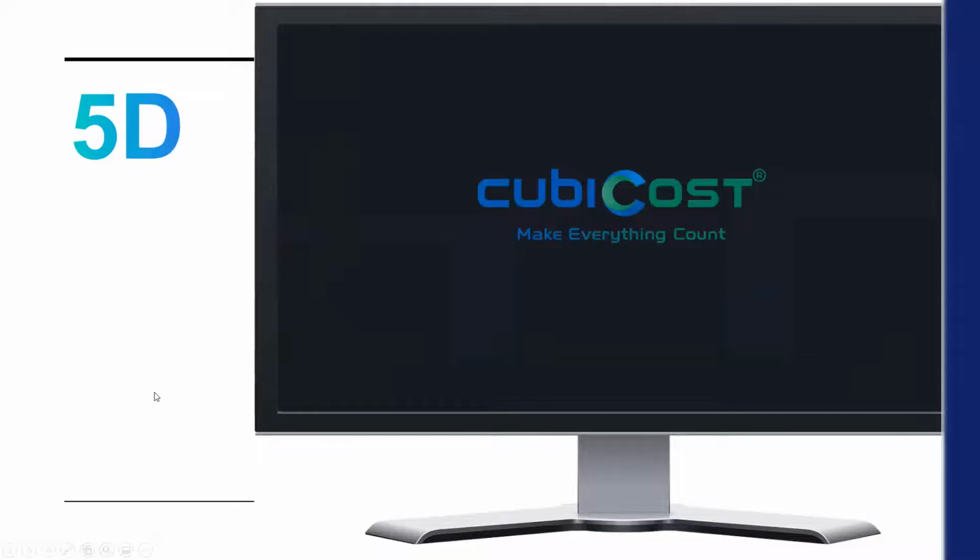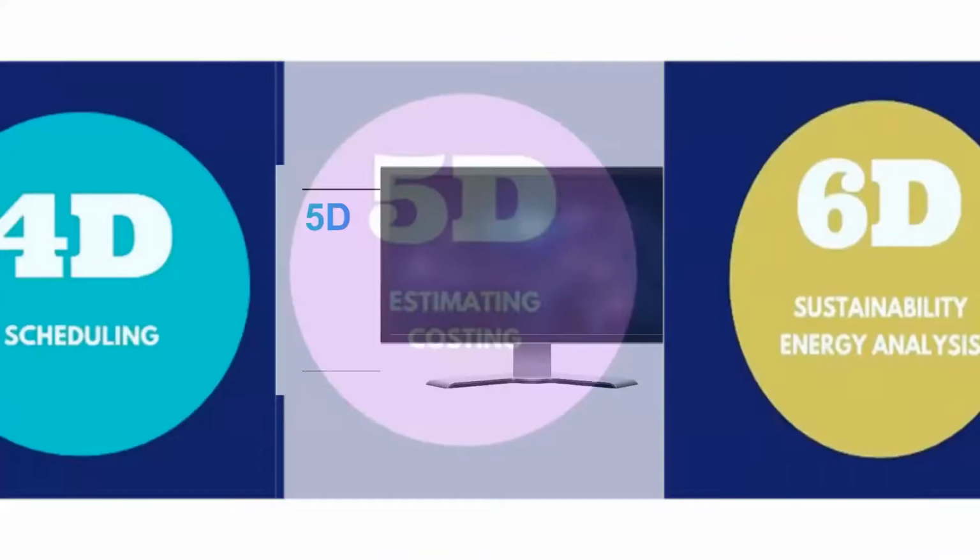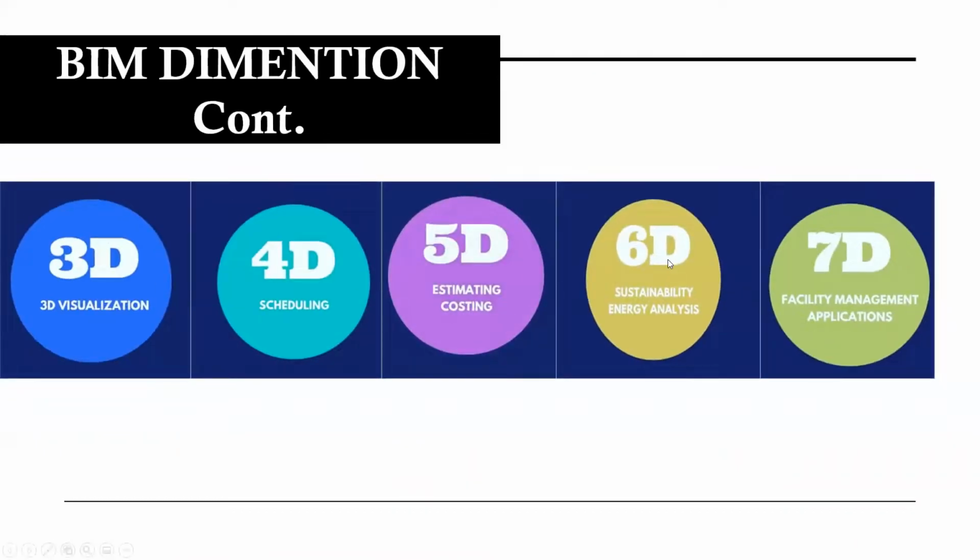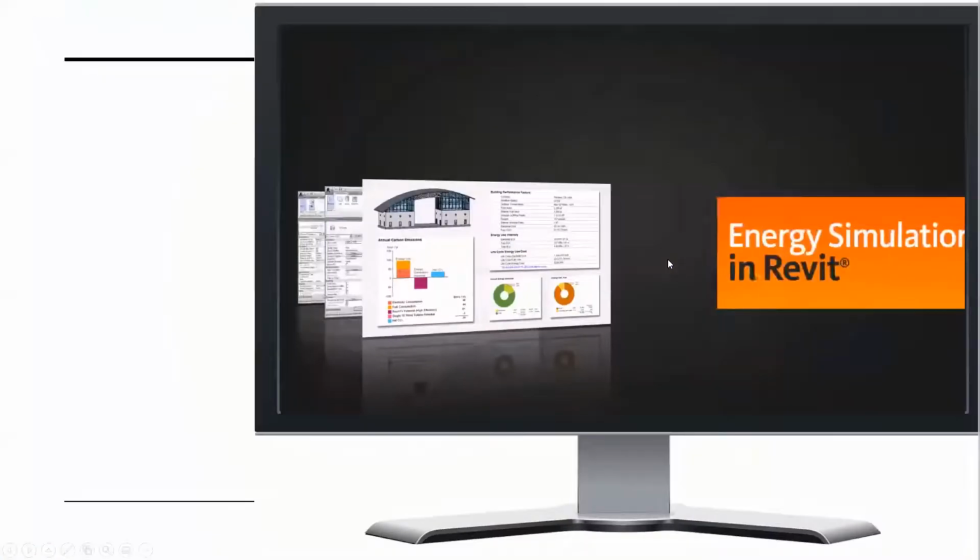Okay, so that is about 5D BIM. We will learn more about 5D BIM in future sessions. Okay, then I will move into 6D BIM. So 6D BIM is the sustainability factor. So this is the 3D model plus sustainability. So we talk about energy efficiency and other things related to this sustainable concept.